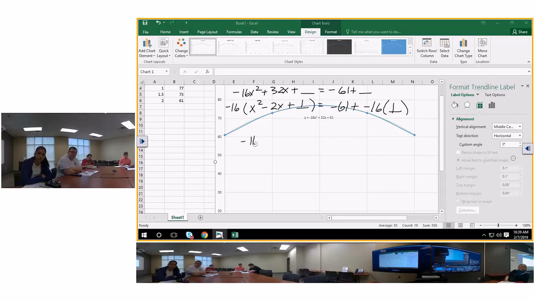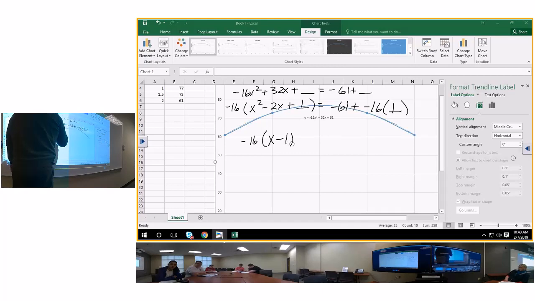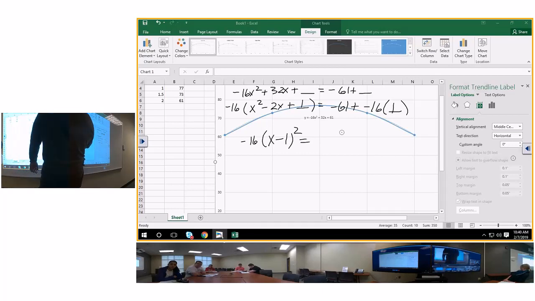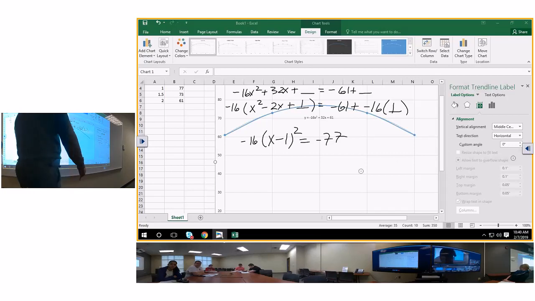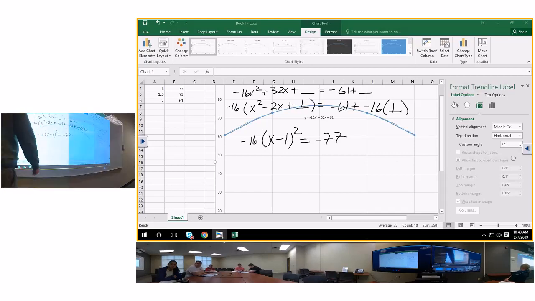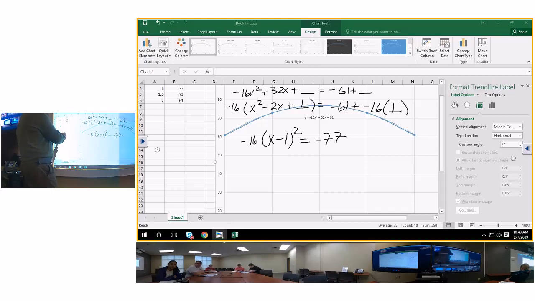Negative 16 times (x minus 1) quantity squared is equal to negative 61. You owe somebody $61, you owe somebody $16, you owe them what? $77? Yes. What's the vertex? The vertex is 1, comma, 77.